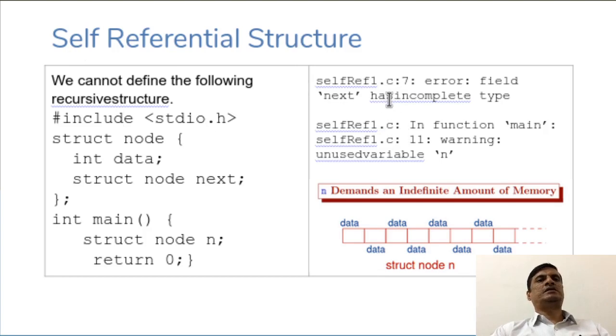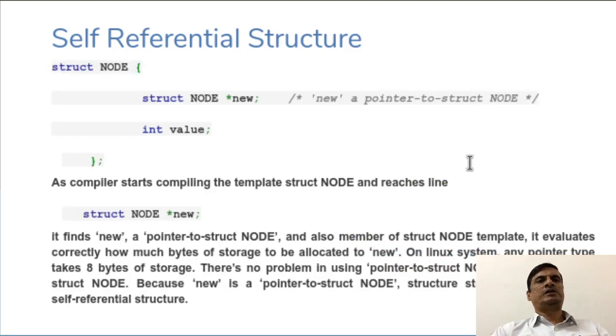Be clear with this concept of struct node, where you have a self-referential structure being defined without a pointer variable. So to solve this problem, we use a pointer variable. When you use a pointer variable which points to itself, the problem will be solved, because in this case a definite amount of memory is going to be reserved. Normally it will be 8 bytes on a Linux system, so you won't have any kind of problem.